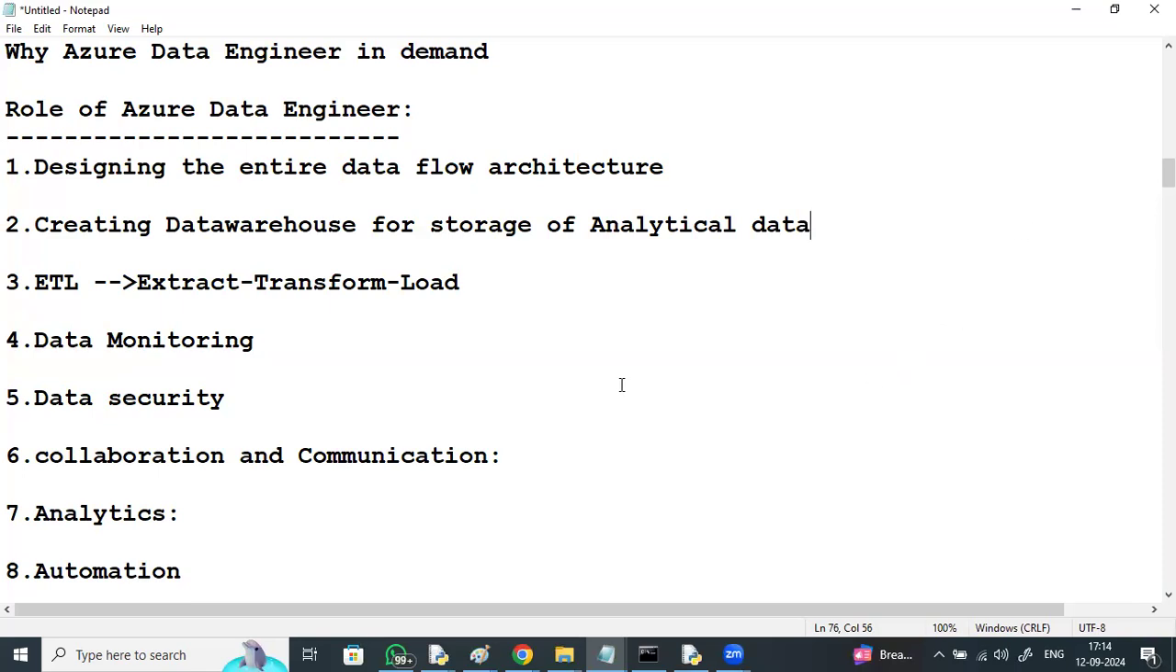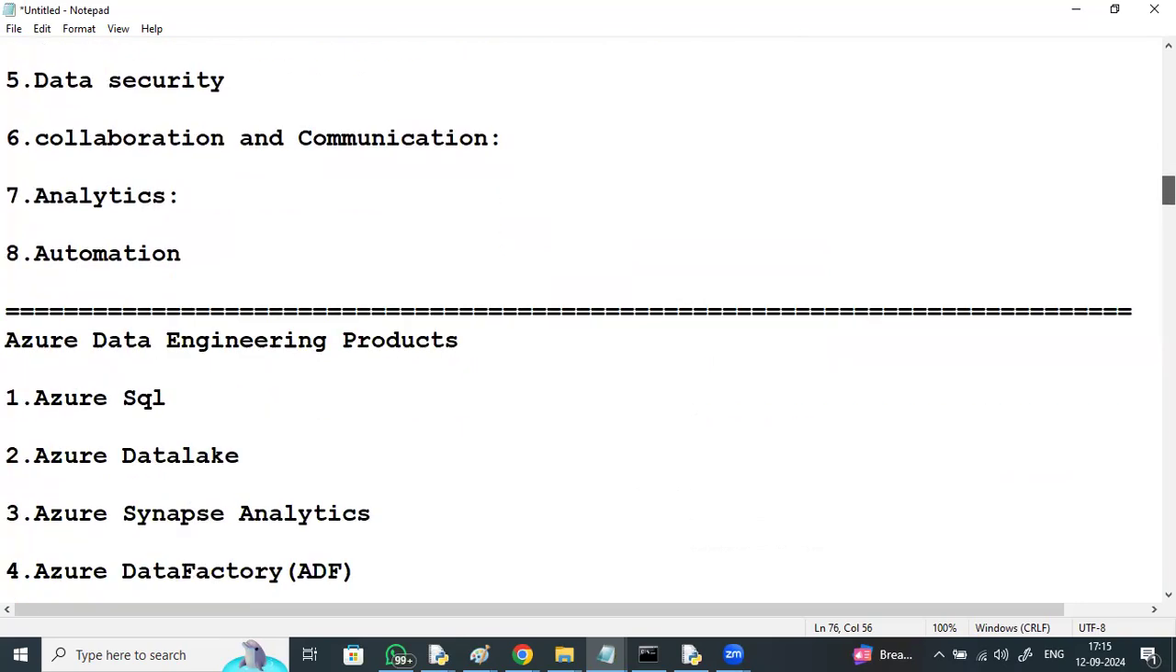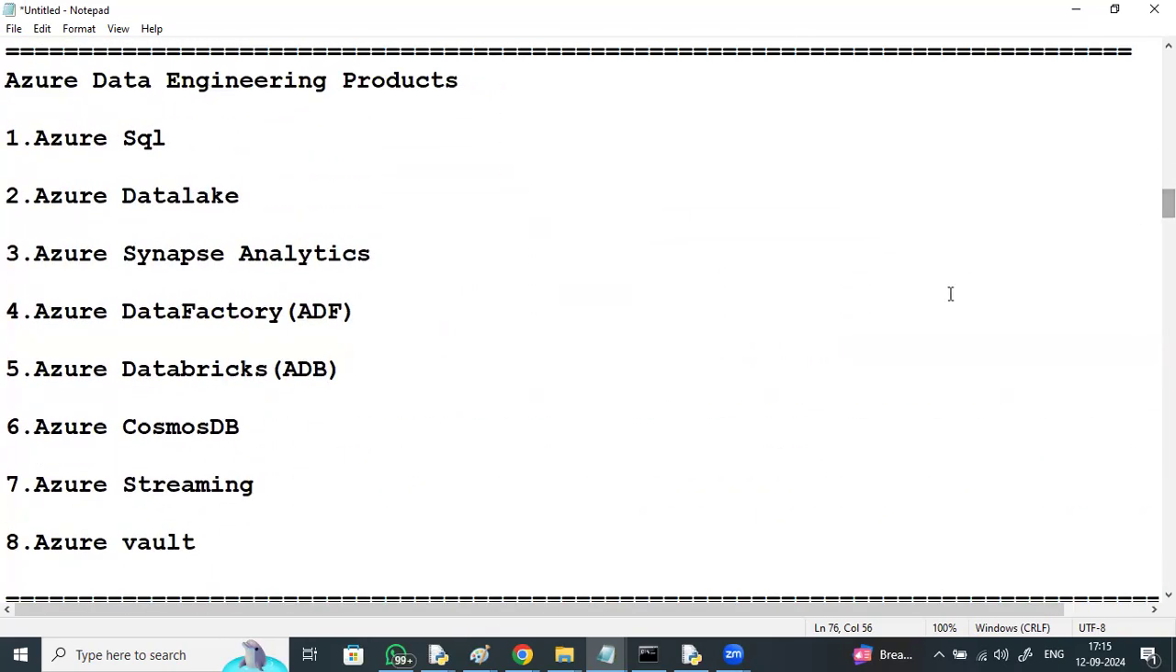Data monitoring, where the data flow is performed perfectly at each step, and data security is also right, so there should not be any data leakages or exposures. Collaboration and communication: communicate with the business team to check the requirements of the data, and also communicate with the data scientists. Analytics: they need to have strong analytical knowledge, and certain processes need to be automated, requiring minimal human intervention, right?